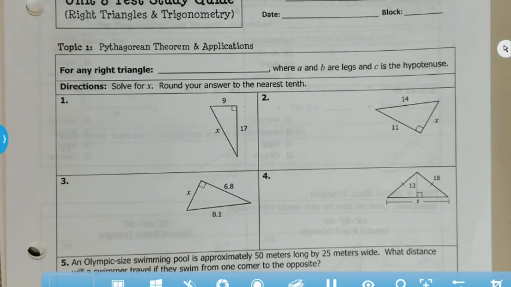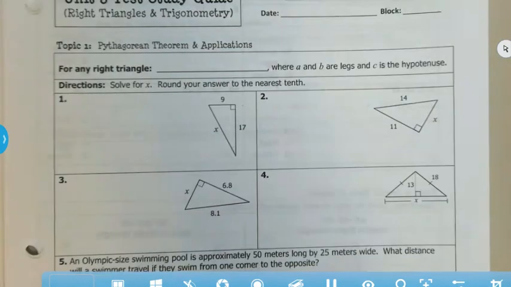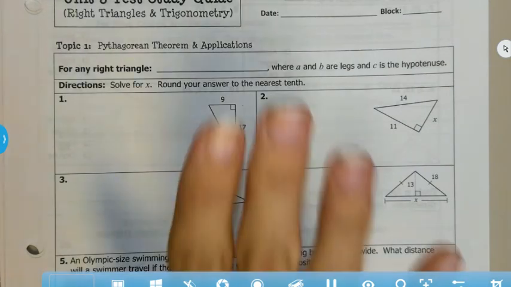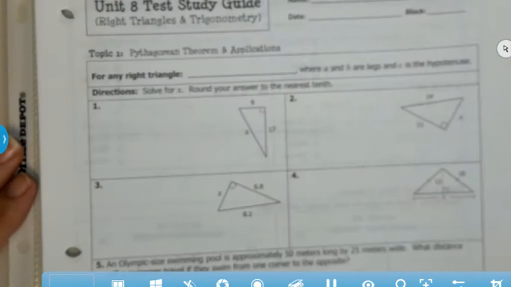All right, here is part 1 of the Unit 8 test study guide. We're going to do the Pythagorean theorem. We're going to do topic 1, topic 2, and topic 3 in this video, and then topic 4 and topic 5 in the second video. Or we might do the whole thing. Who knows? We'll see how it goes.